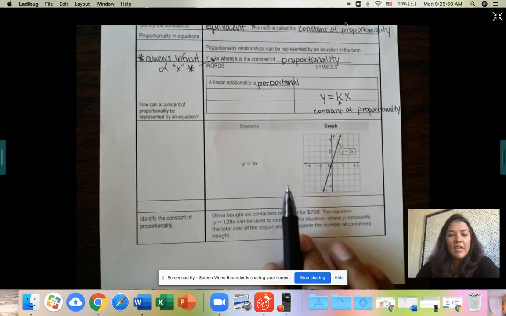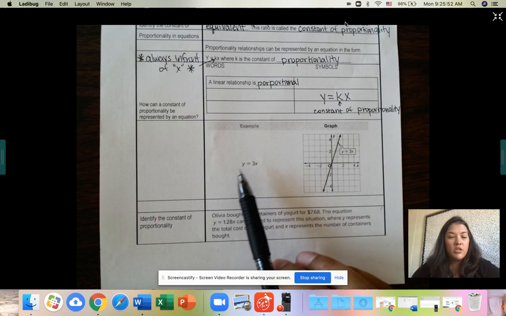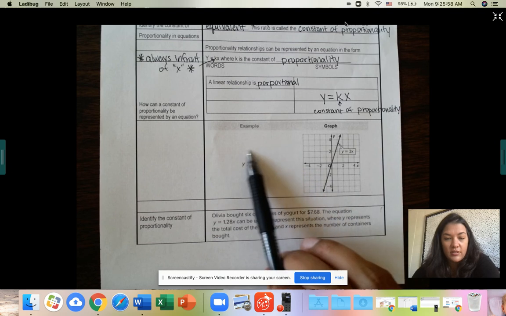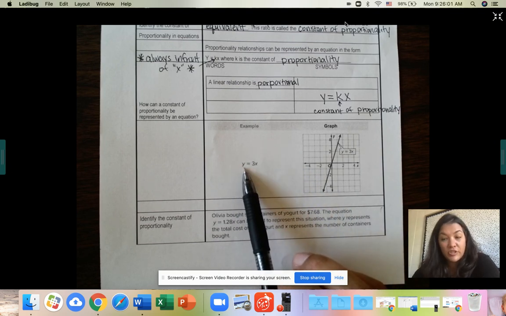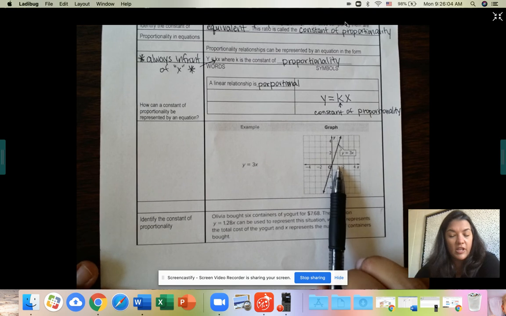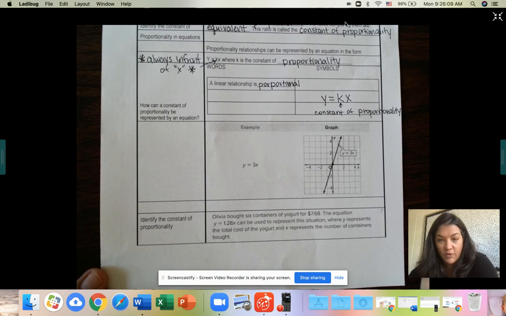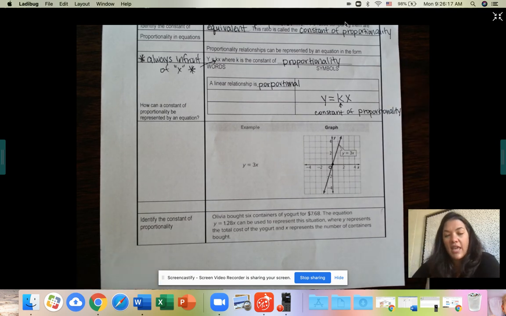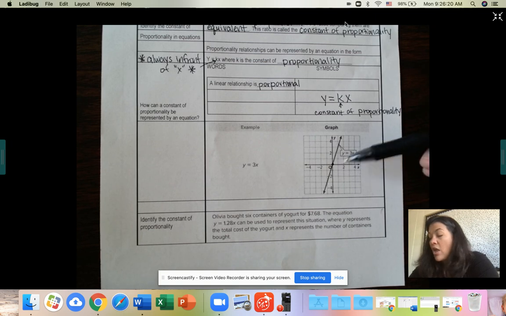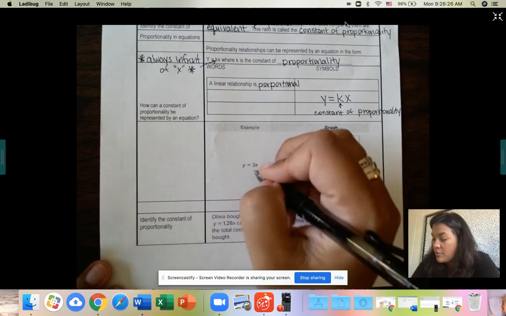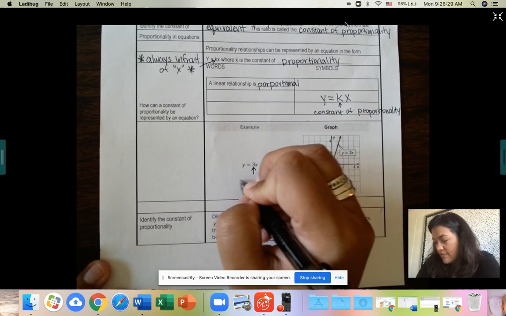And it's given us an example right here. So an example is y is equal to 3x. So this is my equation. If I was to graph that, this is what the graph would look like. A couple things to notice: the graph is proportional. It does go through the origin of 0, 0. The main question for you to ask yourself is, what is the constant of proportionality? How is the x coordinate related to the y coordinate? And you will see the constant of proportionality is 3.